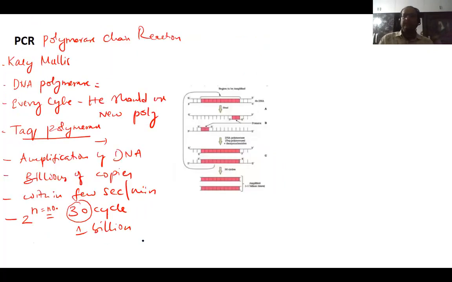So next is called PCR technology. So what is PCR? PCR expansion is called polymerase chain reaction. And who introduced this? It was Kary Mullis. But earlier also PCR was there, but correctly, in a very authenticated, accurate manner, it was successfully done by Kary Mullis.